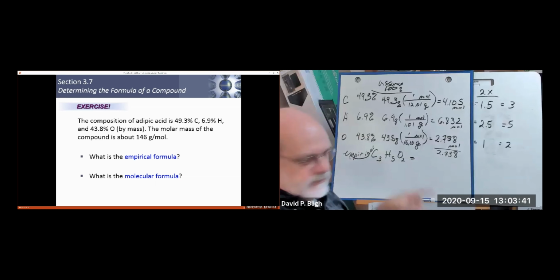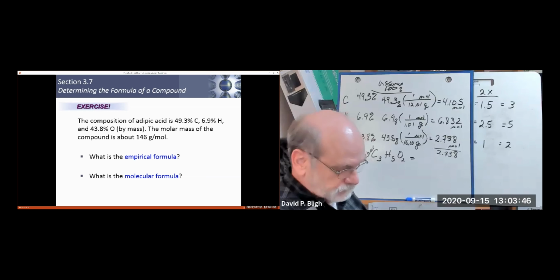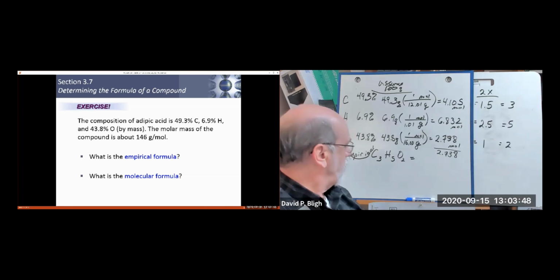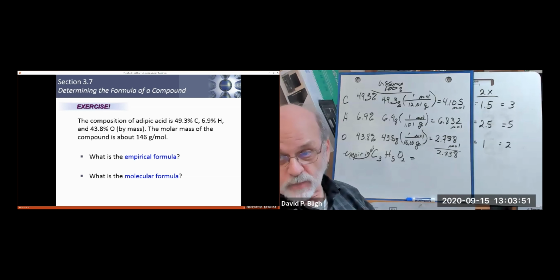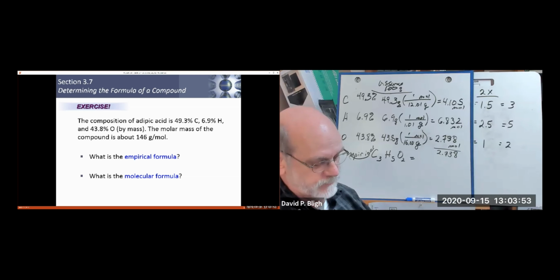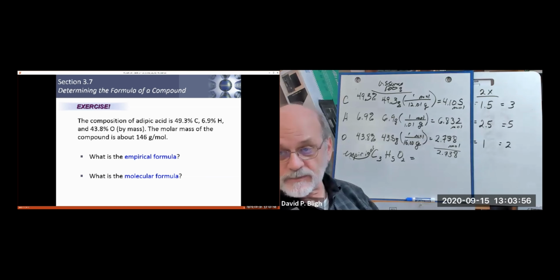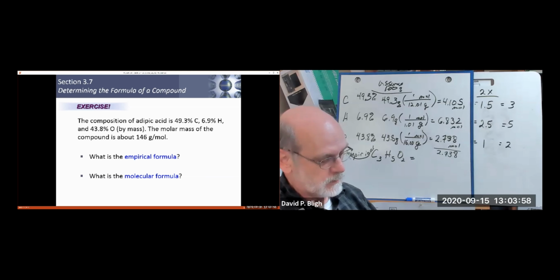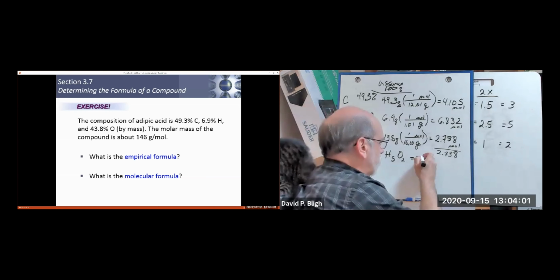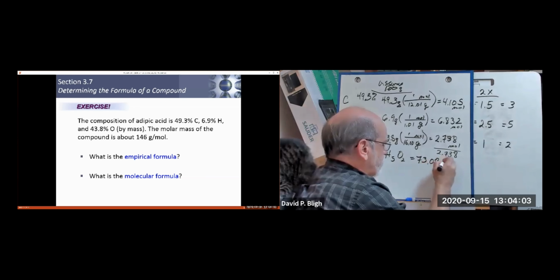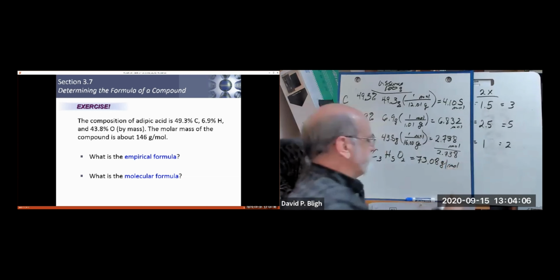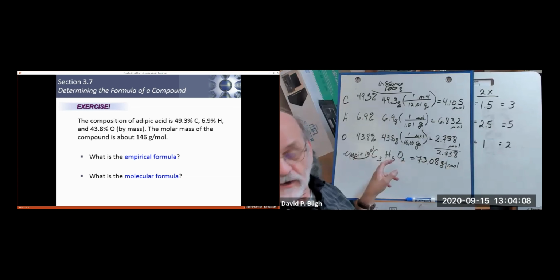So the empirical mass of that one would be 12.01 times 3, right? For carbon. Hydrogen would be 5 times 1.05, 5.05. And then oxygen is 2 times 16, which is 32. So this one is 73.08. All right. So that's not the molecular formula, right? Because it does not equal 146 grams.